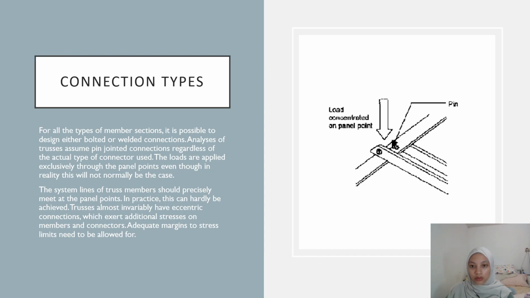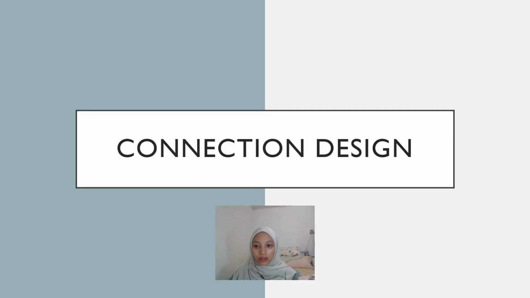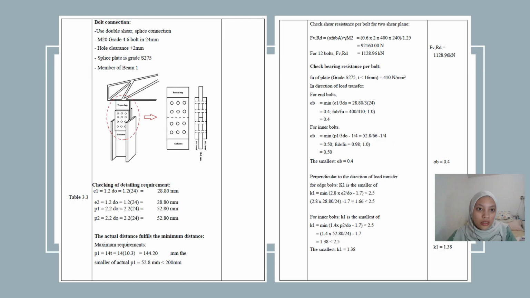Here is an example photo of the connection type. Now, I will gladly explain the connection design of our project. As we use a bolt connection in our project, we use a double shear splice connection, with M20 grade 4.6 bolts in 24mm holes. The splice plate is grade S275.